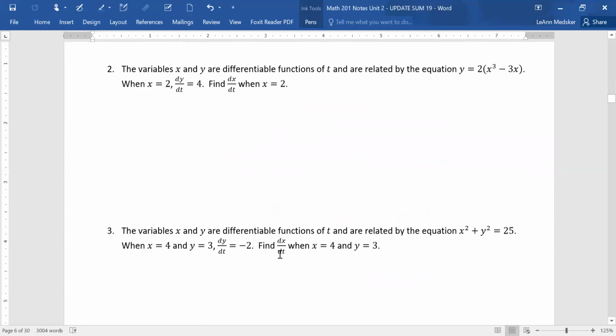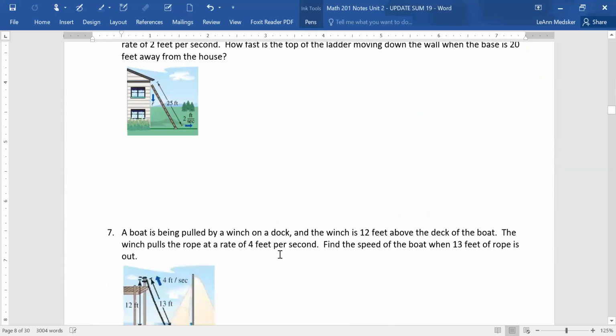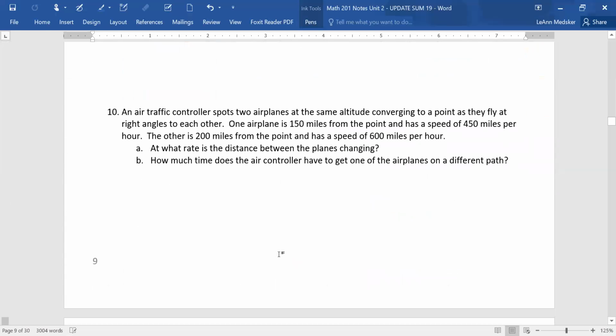Okay, and then we had one more remaining problem, because I told you not to worry about number 10, and that was our number 10 in section 2.8. We don't worry about number 10 in 2.7. So this is an air traffic problem, so we got airplanes that are flying towards each other. It says an air traffic controller spots two planes on the same altitude, so they're at the same height currently.